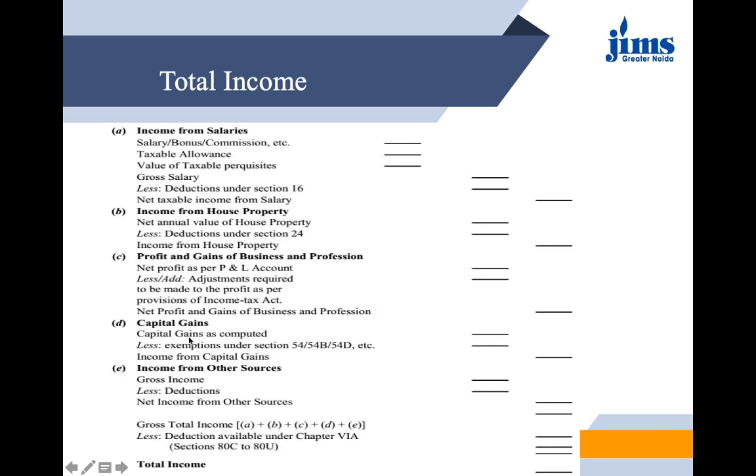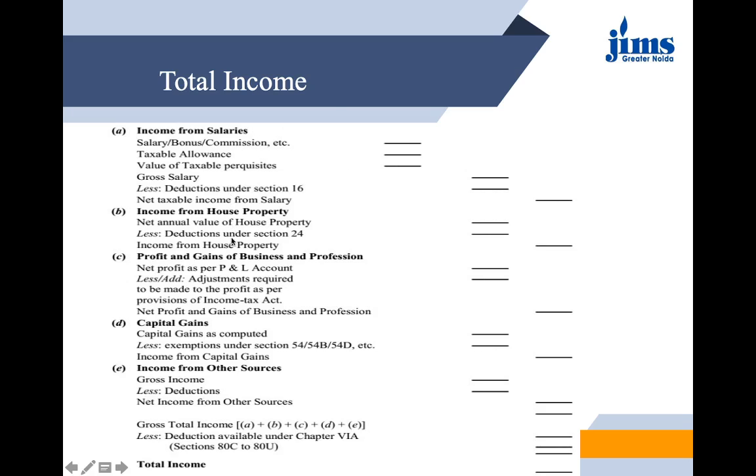Then the fourth head, capital gains. Whatever income you are having from capital gains, subtract any exemptions that you are having under section 54 and obtain the net income from capital gains. In the same way, income from other sources: whatever is the gross income, subtract the applicable deductions and obtain the net income from that particular source.